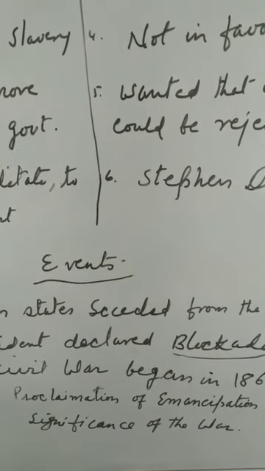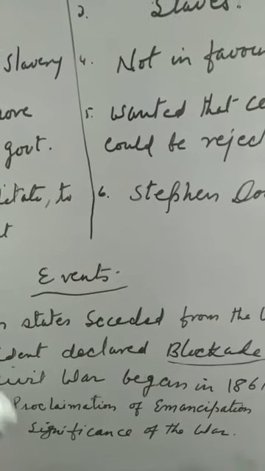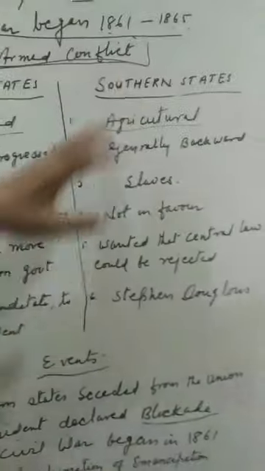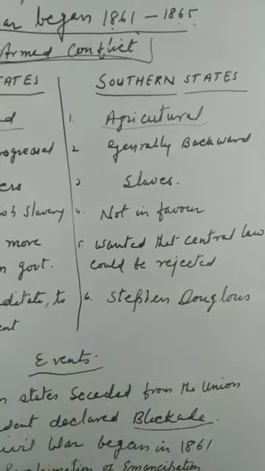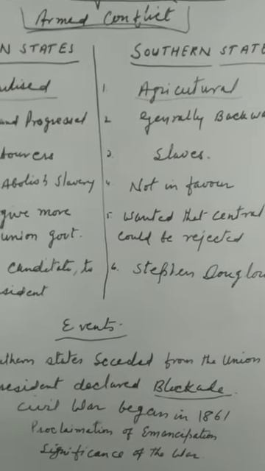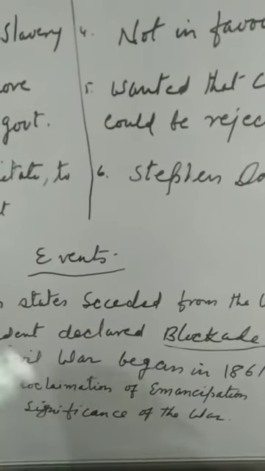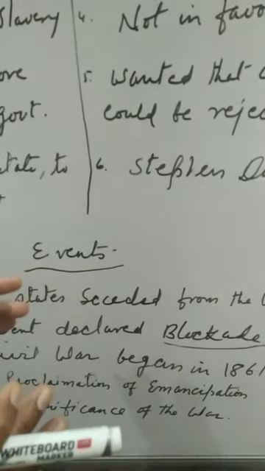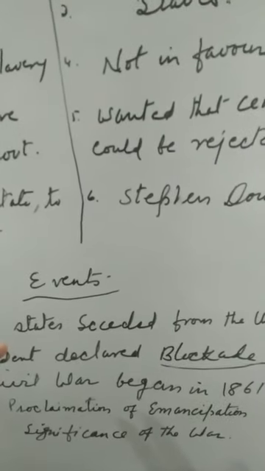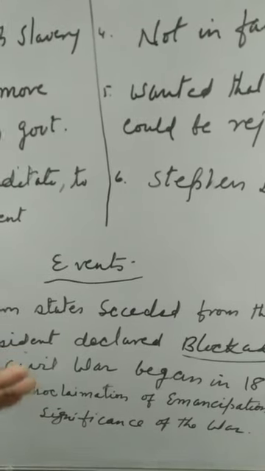What was the result? That we will discuss. The war ended. There was a lot of loss of life. Destruction took place in southern states, and it took a long time to develop the economy of the southern states again. Now, what is the significance of the war? It protected the unity and the federal system of USA. And with this, slavery was abolished.